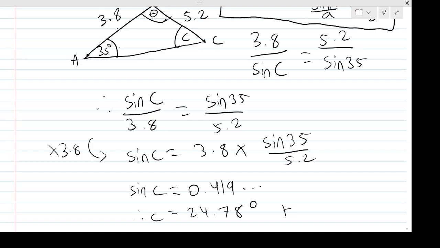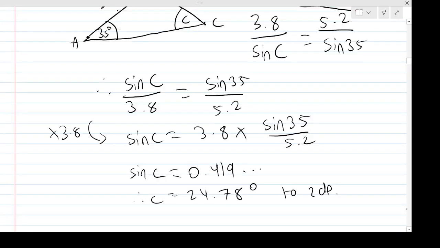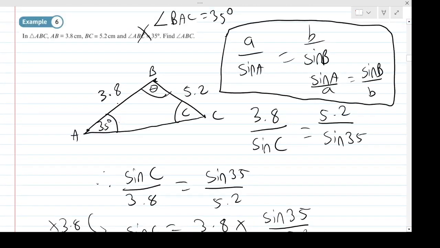Right, I'd say that to 2 decimal places. It doesn't tell me to round it to anything, no. But that's the angle C. Remember, I want to find this angle theta. That's the angle ABC. So I'm not done yet.